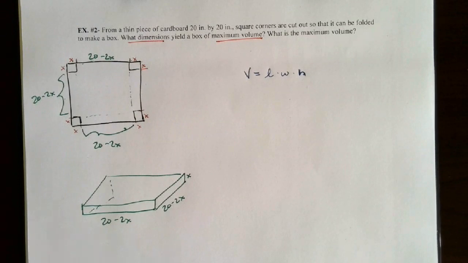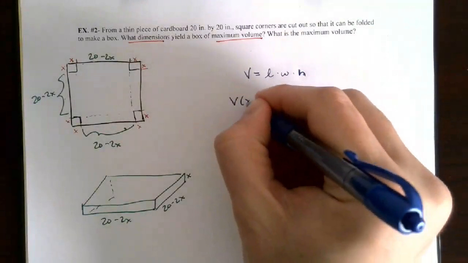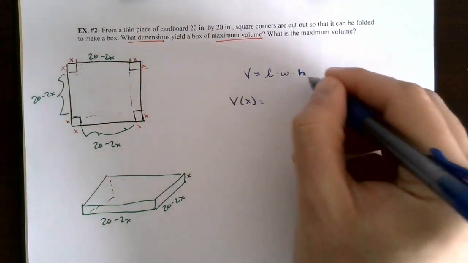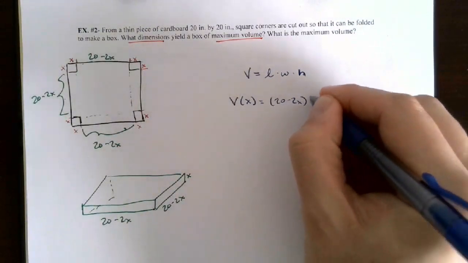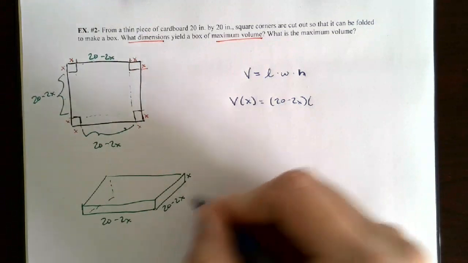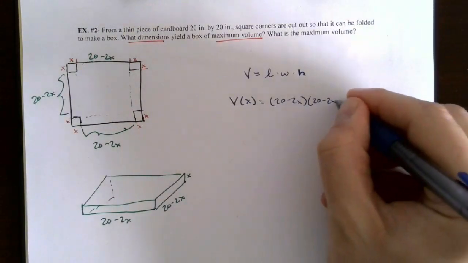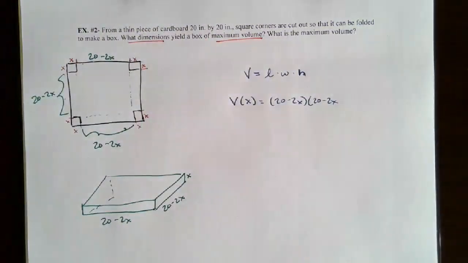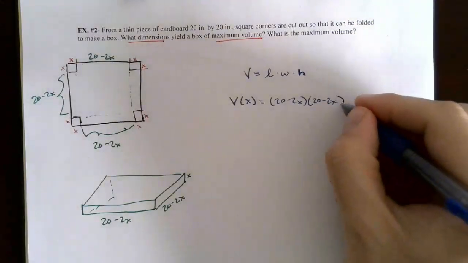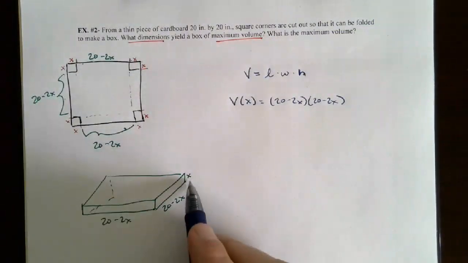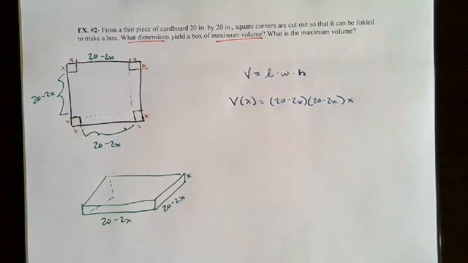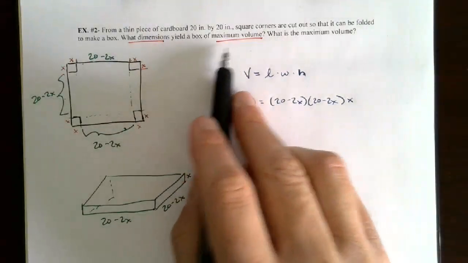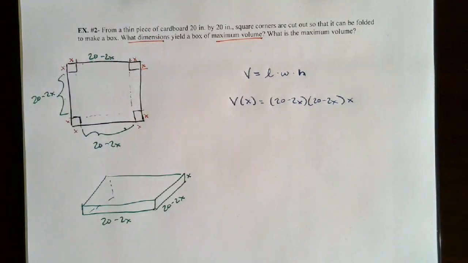And if I wanted to come up with a function, V of x equals length times width times height, well, the length is 20 minus 2x, times the width, which is 20 minus 2x, times the height, which we called x. So that's a formula for volume. Because remember, we want a formula for volume because we're trying to maximize the volume. We're trying to find the maximum volume, find the dimensions that maximize it.